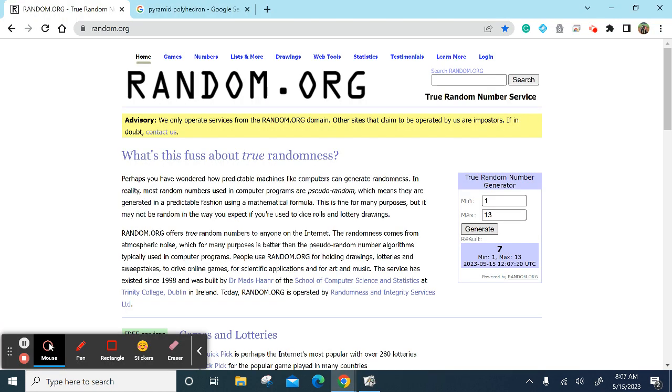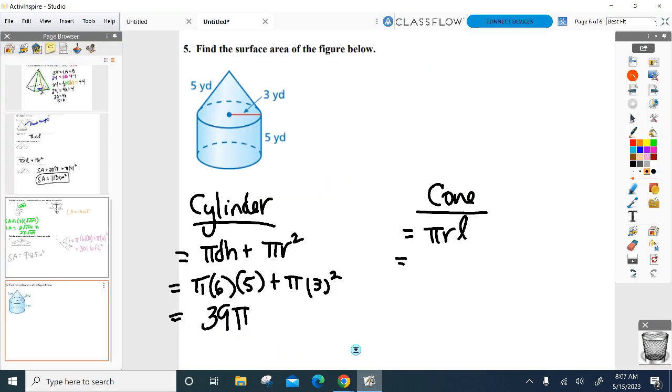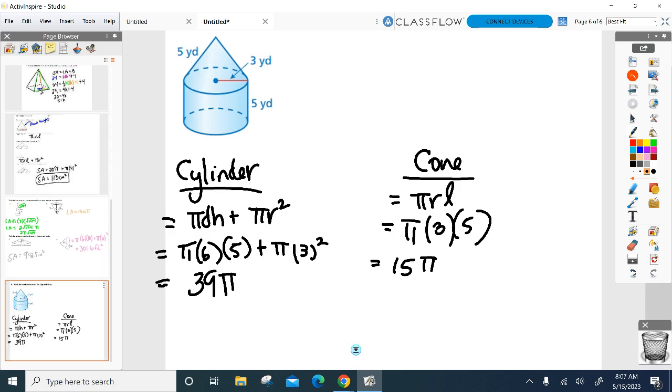All right, talk to me. What are my values here? I know the pi. What's my radius? 3. Slant height given? 5. Yeah, no pi tag needed there. Cannot count what's being covered up. So 15 pi. I'll let you guys add them together.